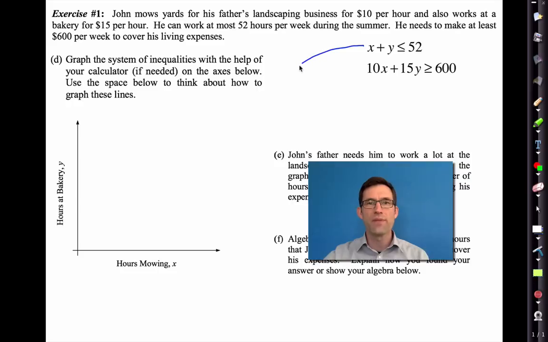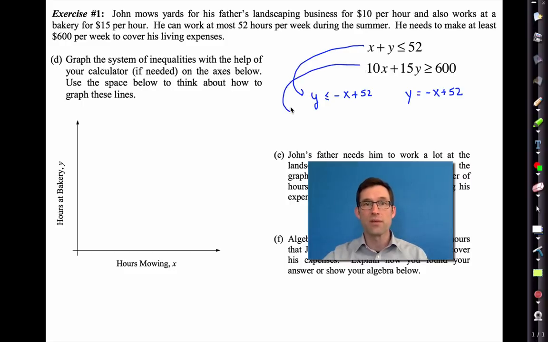Now, at this point, the expectation is you've played around a little bit with graphing systems of inequalities. So one thing I would do is I would immediately put this x on the other side. It would become negative, and I would end up having this. Now, remember, when we graph an inequality, we first graph the equation that the inequality is based on, which is going to be y equals negative x plus 52. Now the other equation, that one's going to take us a little more work. So let me put that thing down here. We're going to get 15y is greater than or equal to negative 10x plus 600.